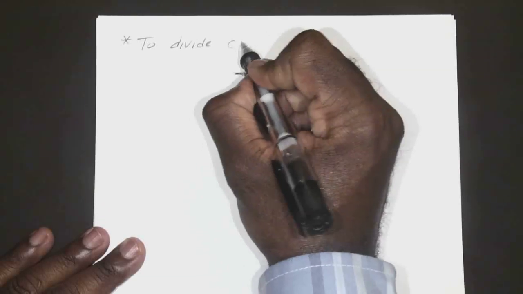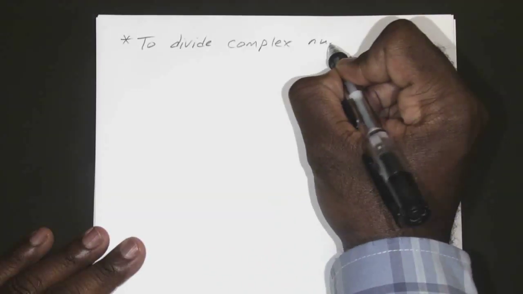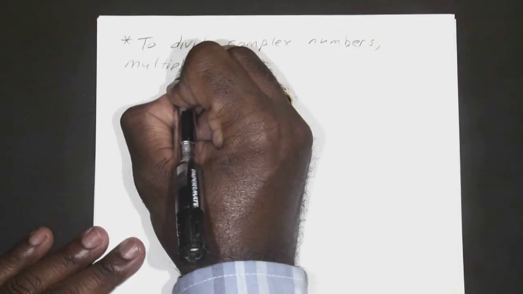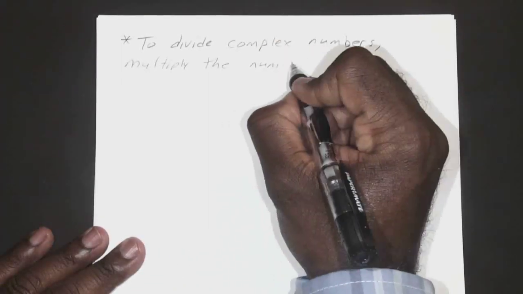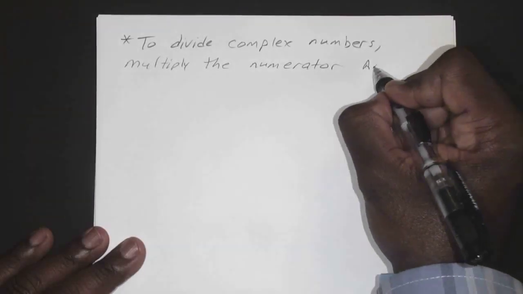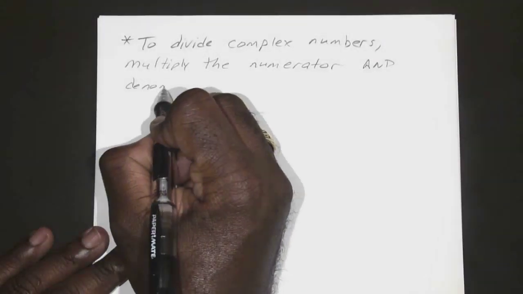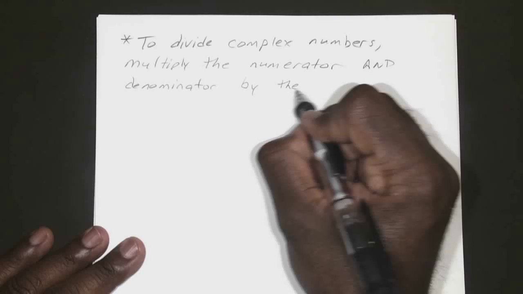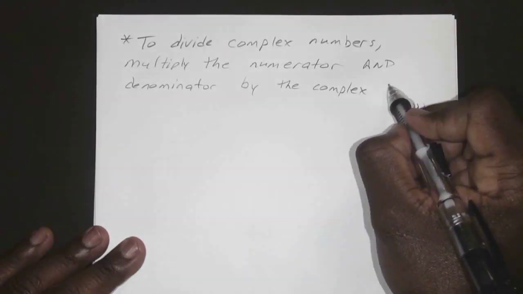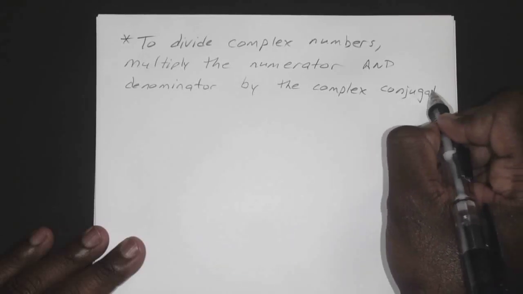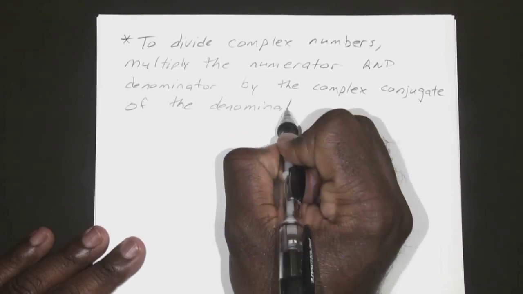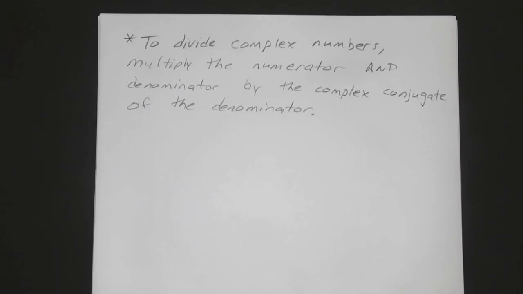Okay, so to divide complex numbers, you want to multiply the numerator and the denominator by the complex conjugate of the denominator. That's why we started off the division section talking about more multiplication.